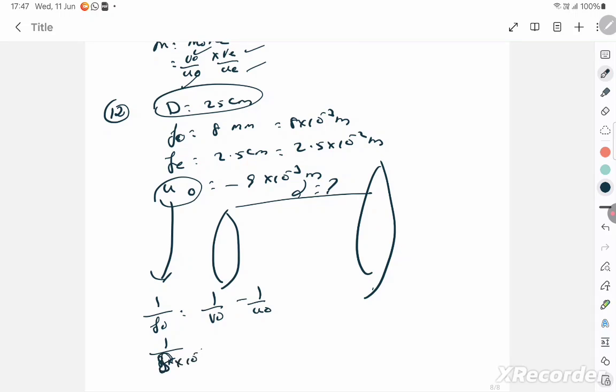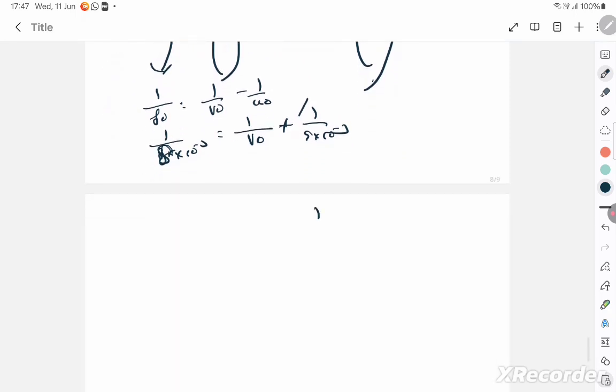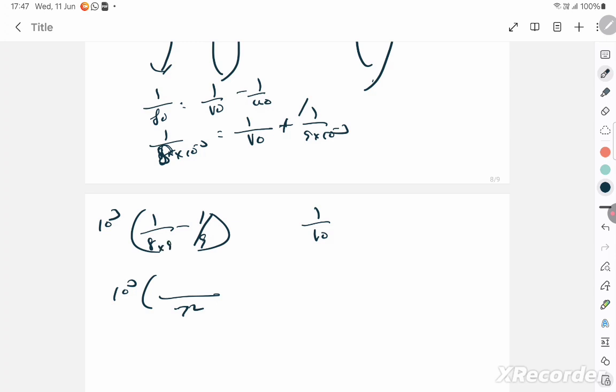So 1 by 8 into 10 to the power minus 3 is equal to 1 by VO, we don't know, we're going to find that, and minus 1 by UO is plus 1 by 9 into 10 to the power minus 3, because minus of minus will become plus. So 1 by VO itself is 1 by 8 minus 1 by 9. Of course, there's a 10 to the power minus 3 which goes up as 10 to the power 3. So let's solve this. The LCM between this and that is 72. So 9 minus 8 gives 1 by 72 into 10 to the power 3.